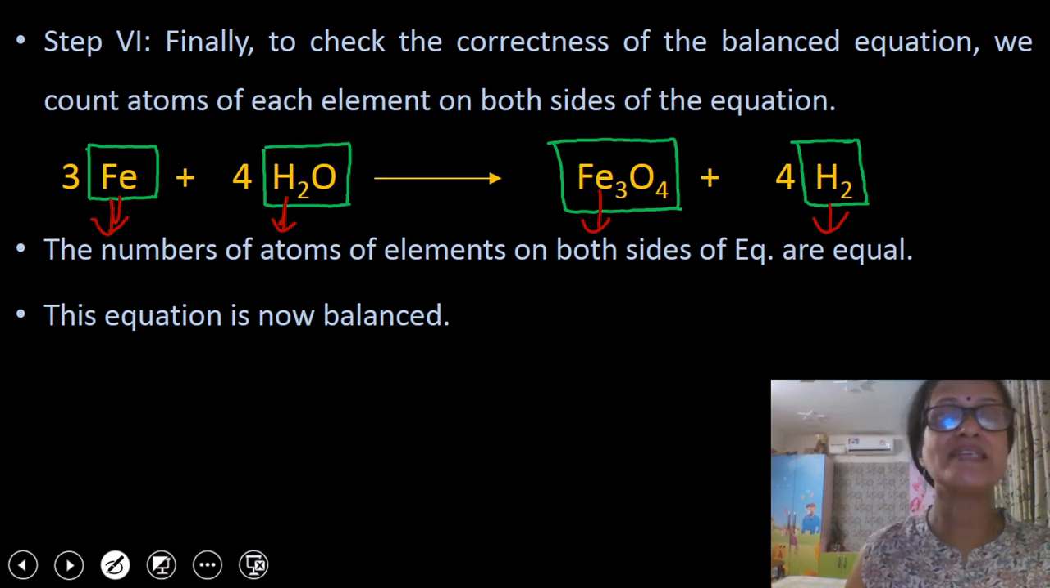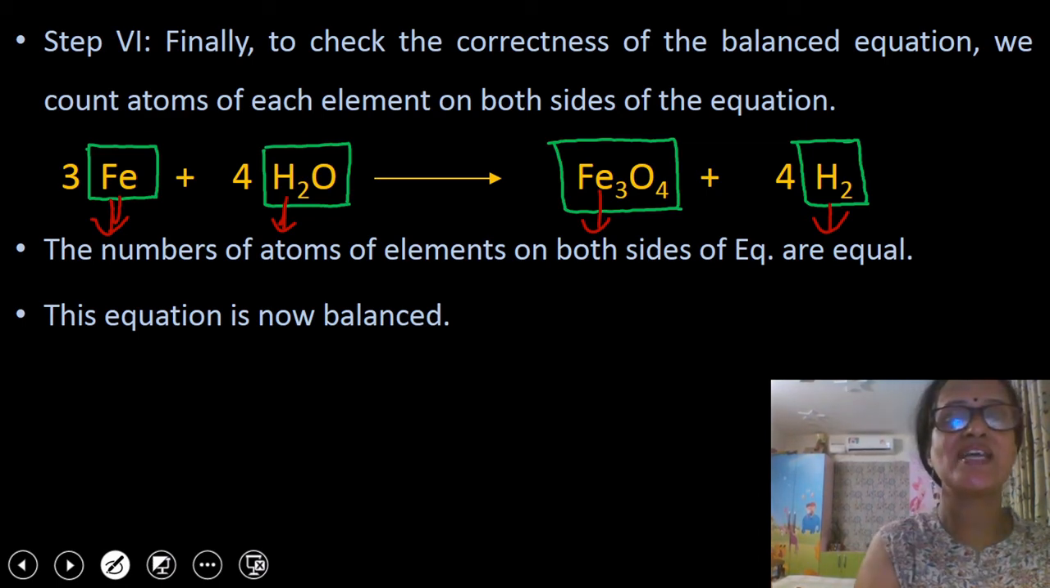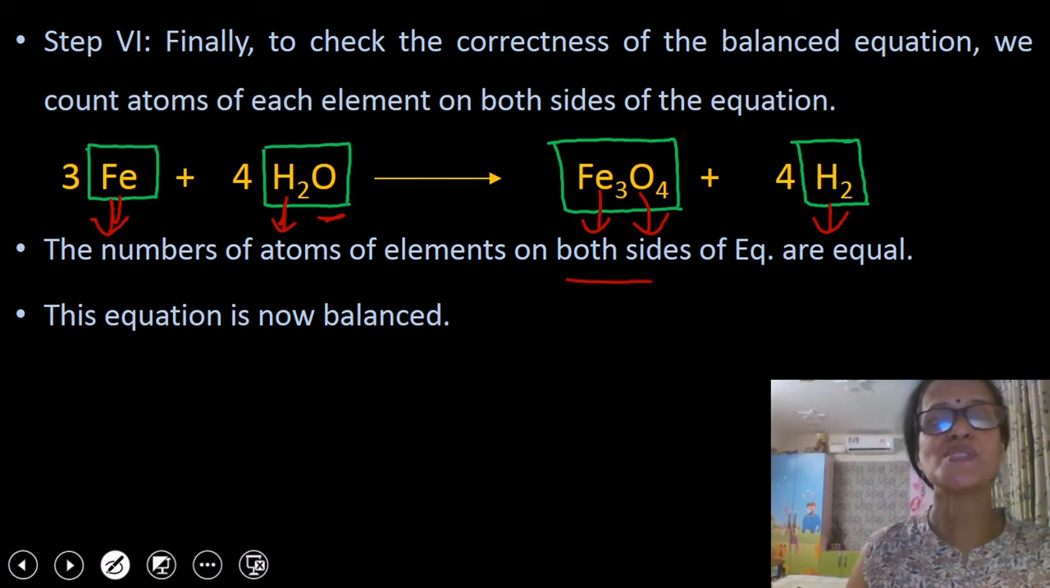Now look at the third element. In the reactant side we have 4 atoms of oxygen, and in the product side also we have 4 atoms of oxygen. So as the number of atoms of each element on both sides of equation are equal, this equation is now a balanced equation. I hope it is clear to you.